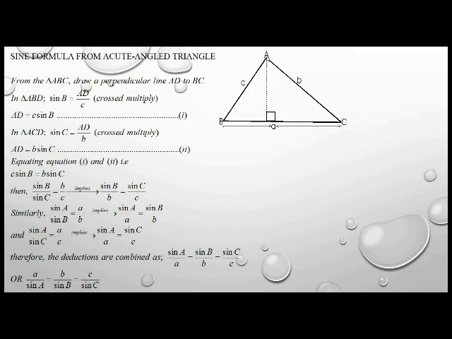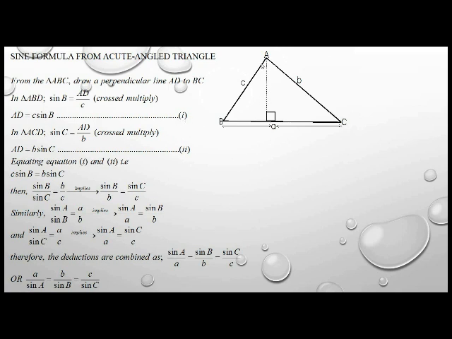Now, if we look at this triangle ABD and make use of SOHCAHTOA, where SOH is sine equals opposite over hypotenuse, CAH is cosine equals adjacent over hypotenuse, and TOA is tangent equals opposite over adjacent. Angle B is facing the opposite side, which is line AD. That simply means sine B will give us the opposite, line AD, over the hypotenuse, which is C. If we cross multiply, AD will be equal to C sine B. Let's make that equation 1.